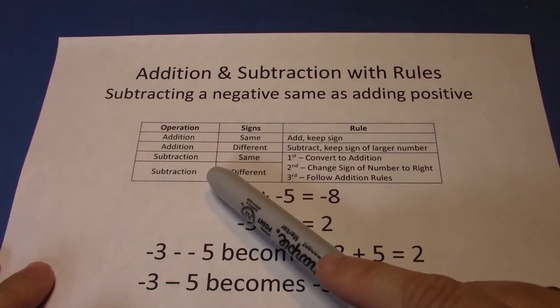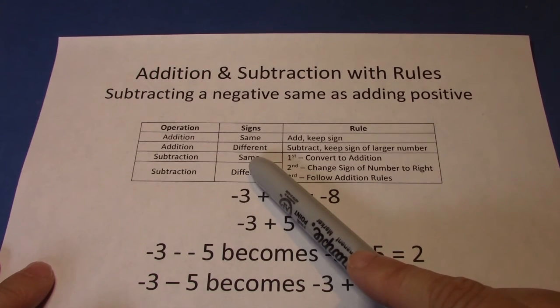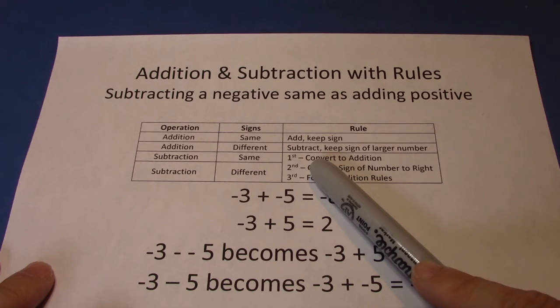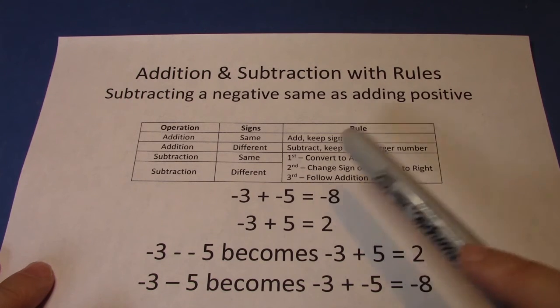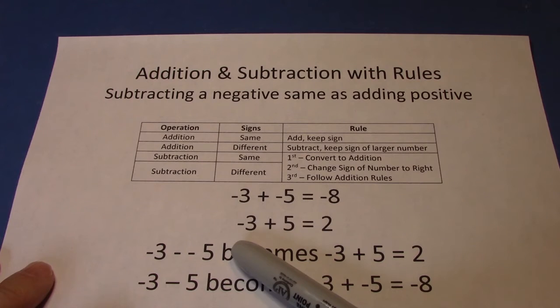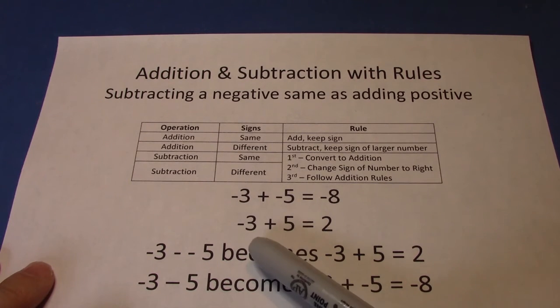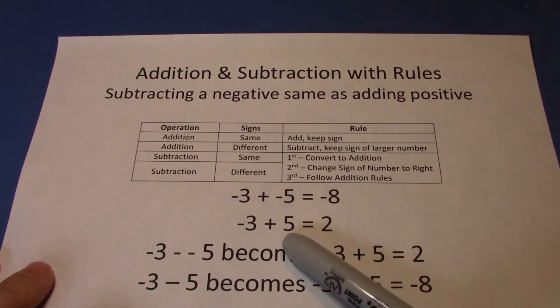Okay, the next rule, addition when the signs are different. The rule there is that you subtract the two numbers, but keep the sign of the larger number. Okay, here's an example. Negative 3 plus positive 5. We're doing addition. The signs are different, negative and positive.